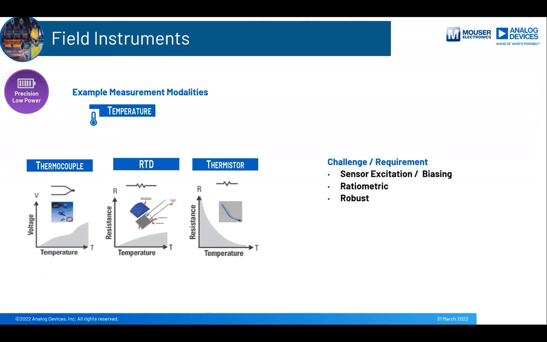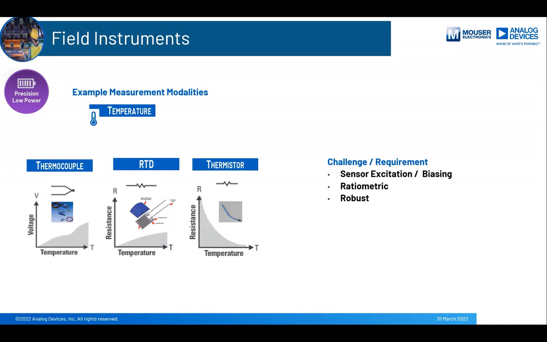It's important for the end solution to easily excite and bias these types of sensors, thus ensuring that the signal from the sensors is at an optimal level so that key information is easily extracted. Some of these sensors require ratiometric measurement, others require really accurate biasing or a really stable reference voltage. In some cases, being able to scale from single to multi-channel is also really important.